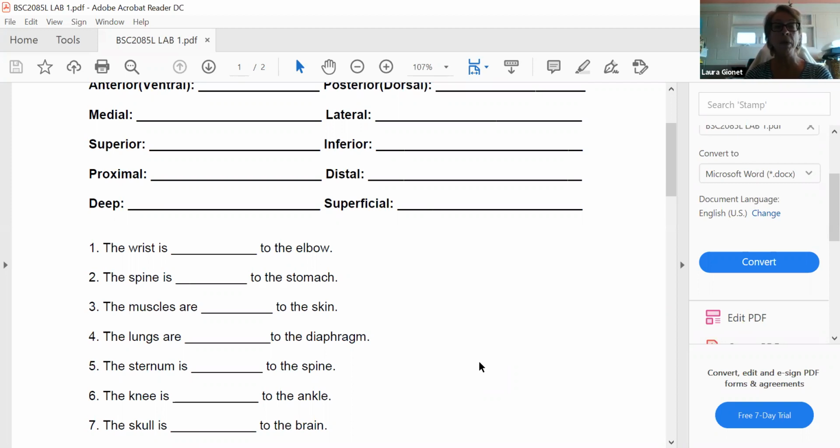The lungs are superior to the diaphragm. In this direction, you have two lungs, and the diaphragm is between your thoracic cavity and your abdominal pelvic cavity. So the lungs are superior to the diaphragm, and the diaphragm would be inferior to the lungs. The sternum is anterior to the spine. The knee is proximal to the ankle. The skull is superficial to the brain.